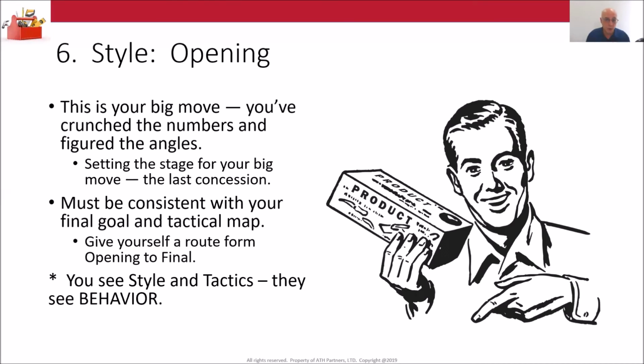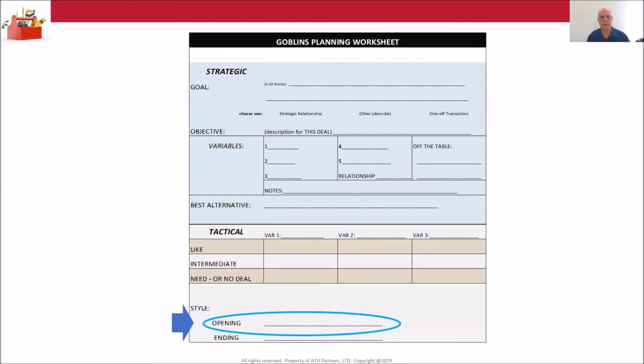And your big move in a negotiation is your final concession. So when you open your mouth for the first time and you say, "Hi, it's great to meet you, I'm from company," what you're really doing is setting the stage for that final concession. Your opening style must be consistent with your final goal and the tactical map and the concession map that you're laying out. So that's where we see this on the map.